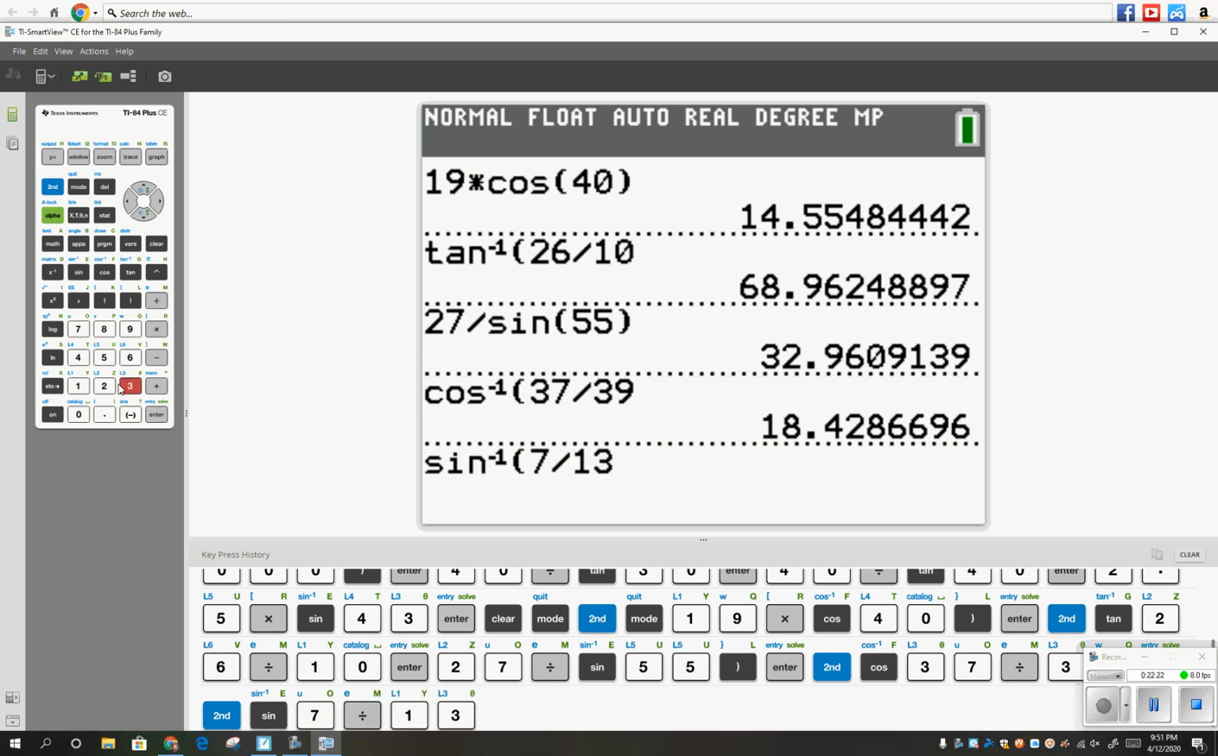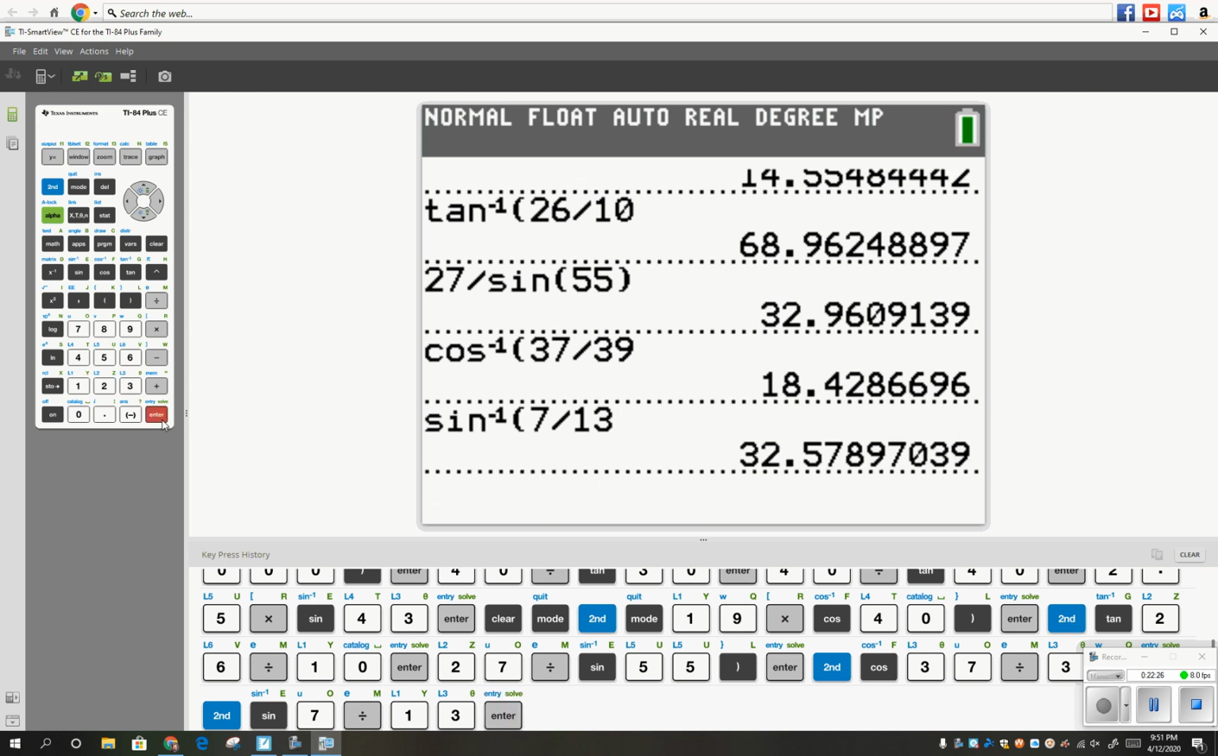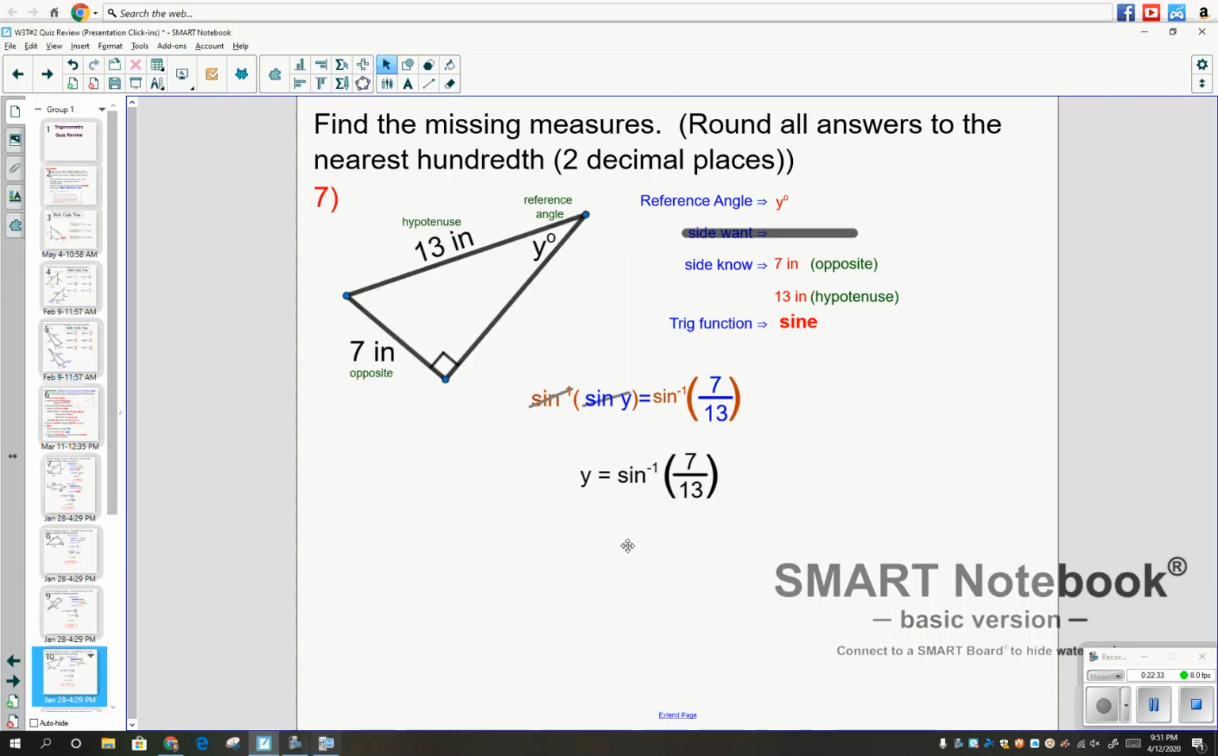You do not need to find that decimal. Okay? You don't have to find it. Just type it in as a ratio. 7 divided by 13. 32.578. Well, I'm rounding 2 decimals. That 8, which is the third number, tells me to round up. That means the 7 is going to become an 8. So my answer is 32.58 degrees.